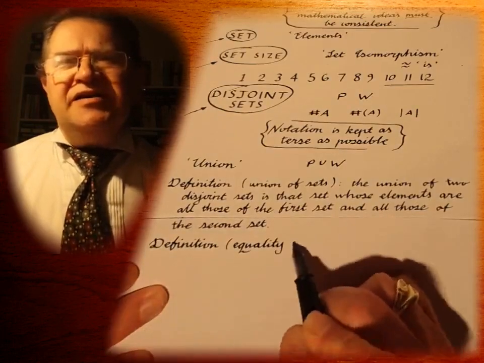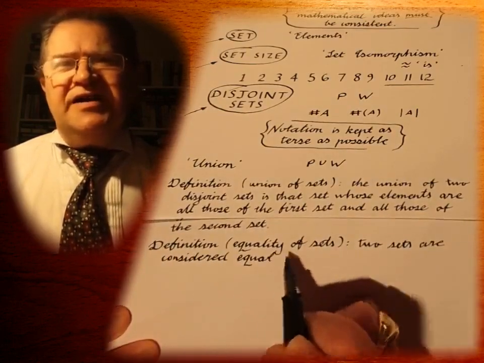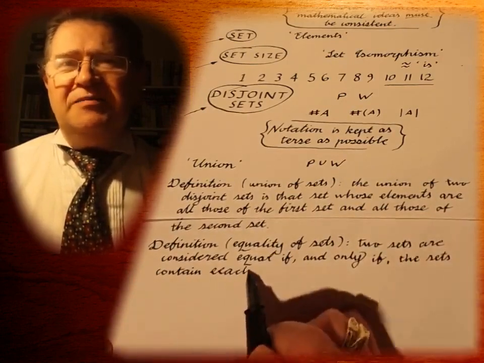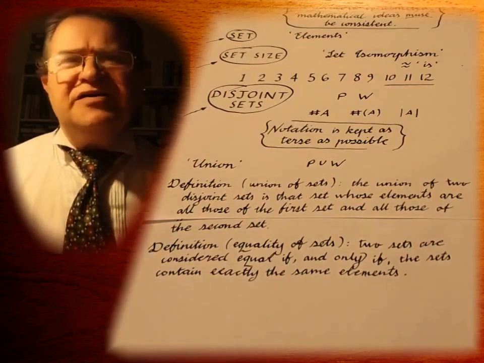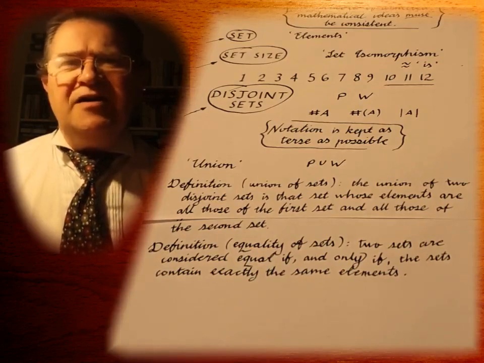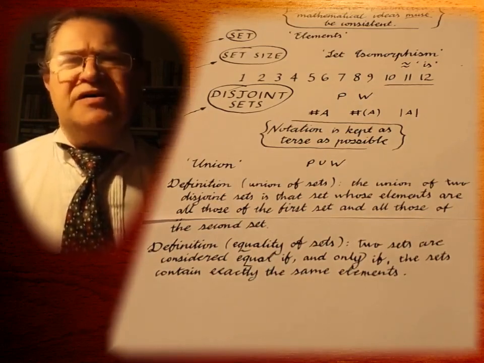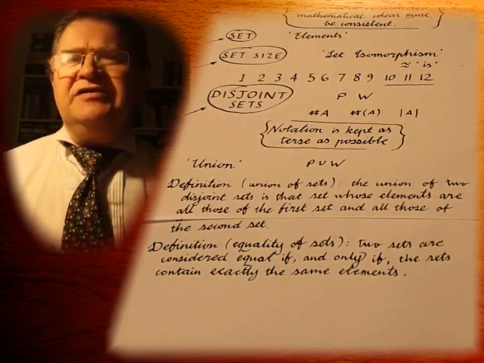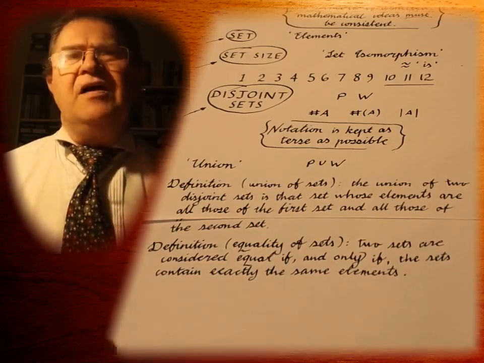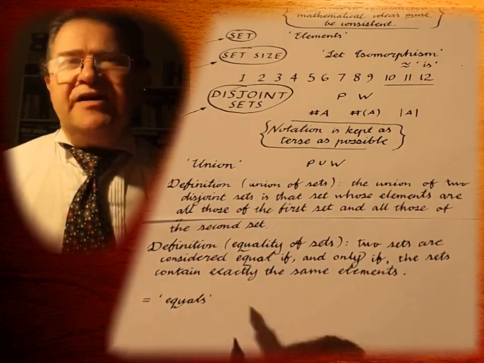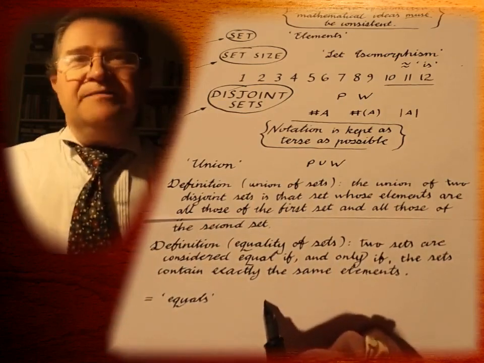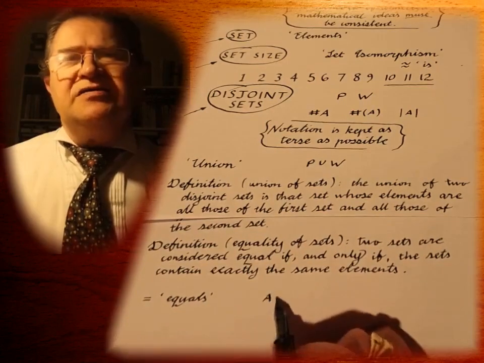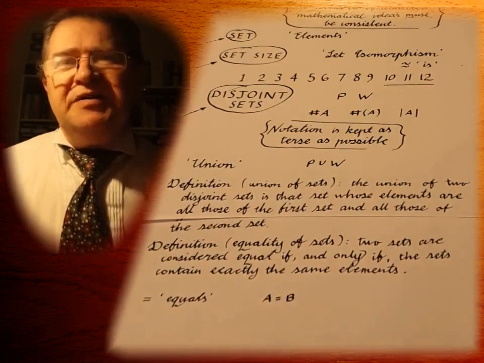Two sets are considered equal if and only if the sets contain exactly the same elements. Note the use of only if here. It makes the if a stronger statement. Not only are sets equal if they contain the same elements, but sets must contain the same elements to be considered equal. Equality is denoted, again quite universally, with the equal symbol and vocalisation. Thus, to say symbolically that two sets A and B are equal, we write A equals B.